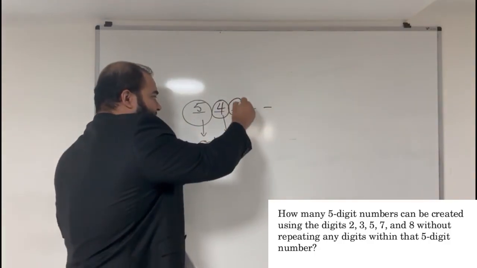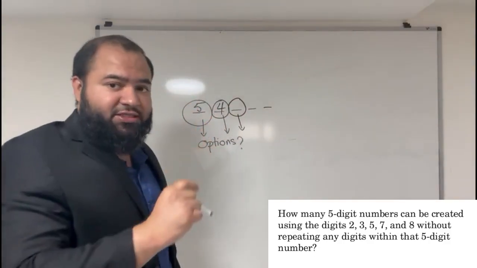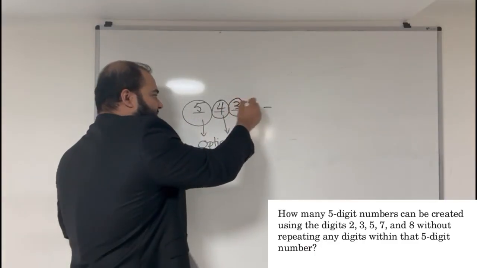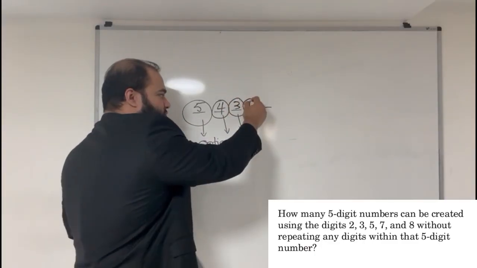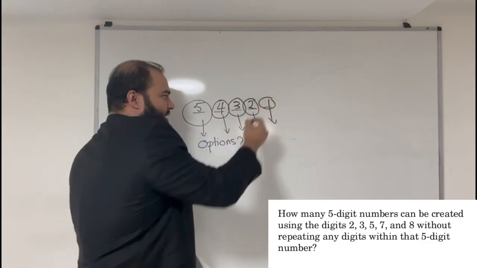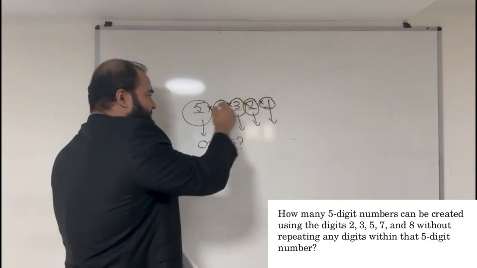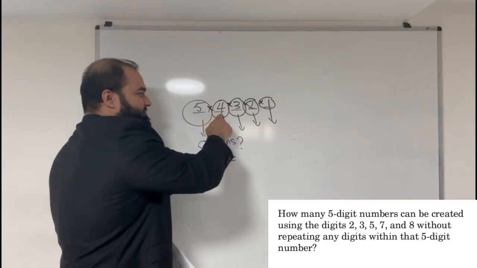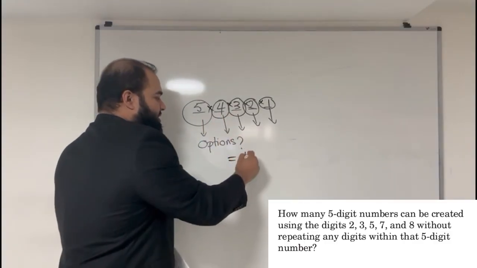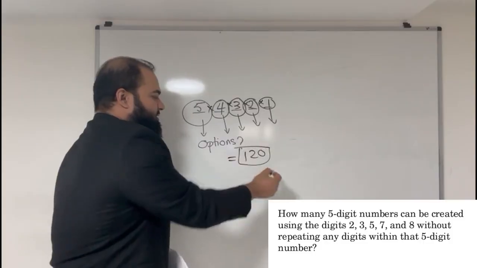The next one, guess how many options I'm going to have for the third digit? 3 options. And the next one, 2. And the last one, 1. You're correct. Now let's multiply all the options and you get 5 times 4 times 3 times 2 times 1, which is a total of 120. Okay? Alright, let's do another example.